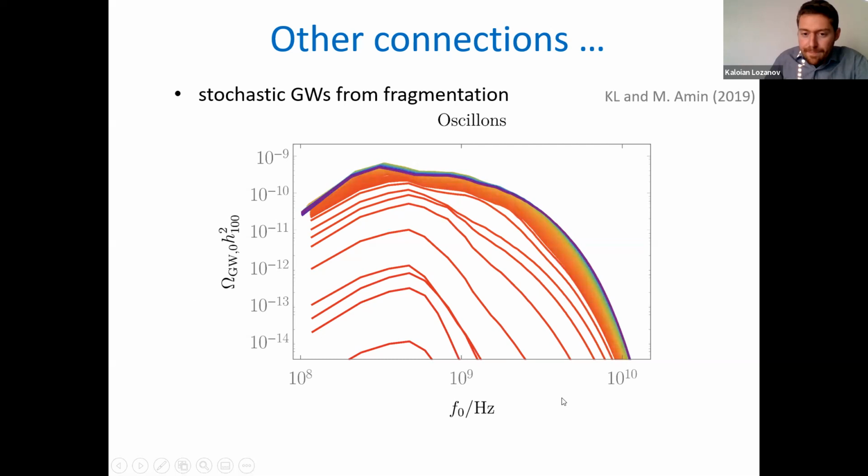This figure is for the alpha-attractor T models. So the inflaton potential profile here is φ squared. And please note the prominent peak in the gravitational wave power spectrum.